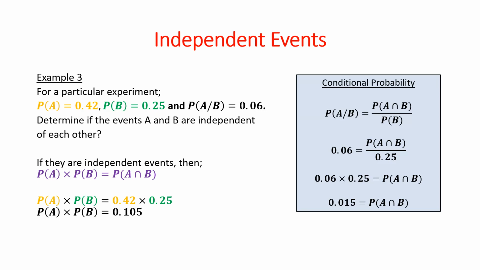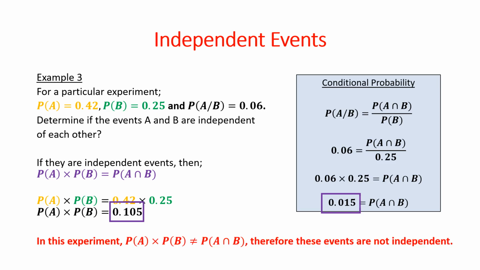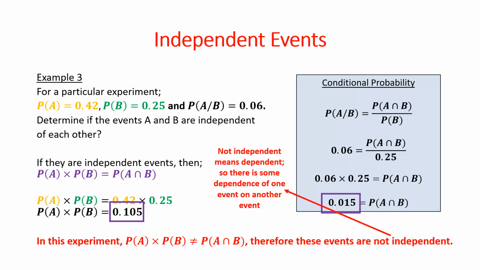And now we can check to see if we've got independence or not. We can see that these two are not equal. And if they're not equal, therefore these events are not independent. Therefore, there must be some dependence between event A and event B of some kind.